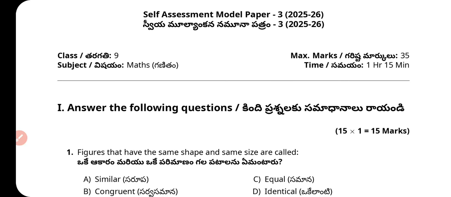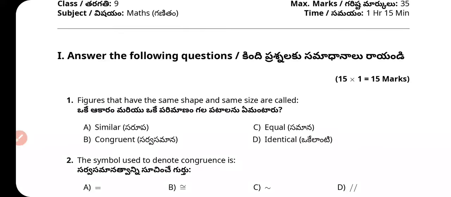Let's start the paper. First section, answer the following question. Each question is of 1 mark, total 15 questions, total marks 15. Let's start the first question of Section A.